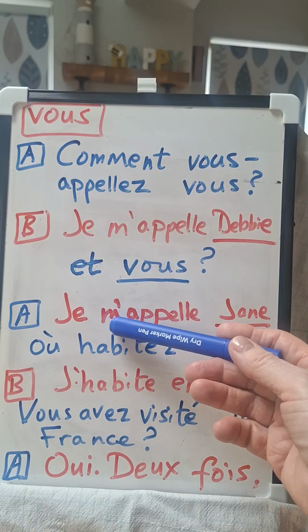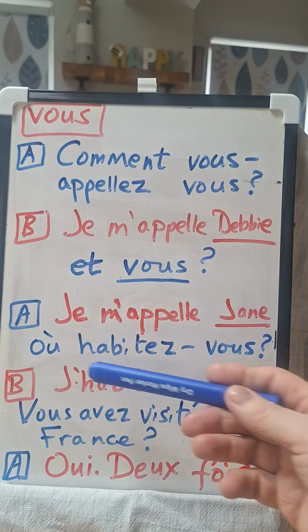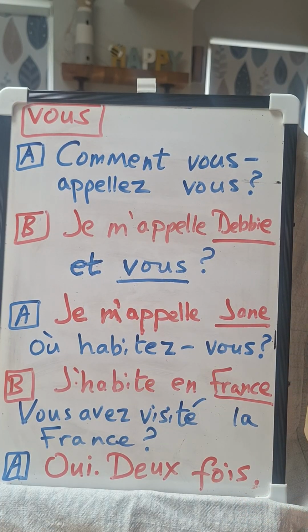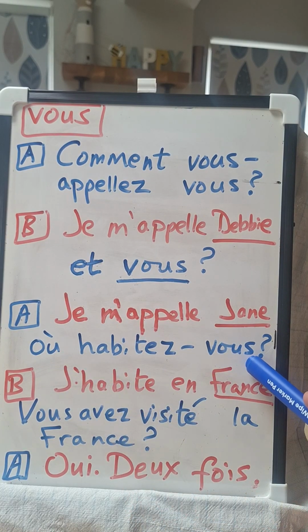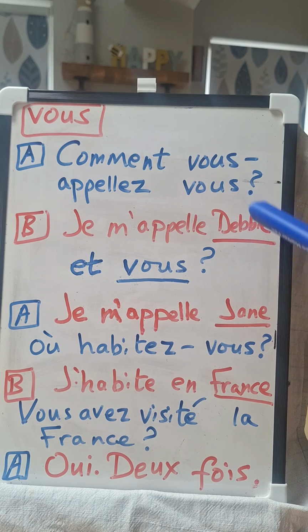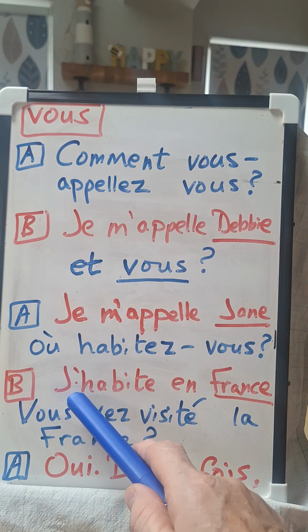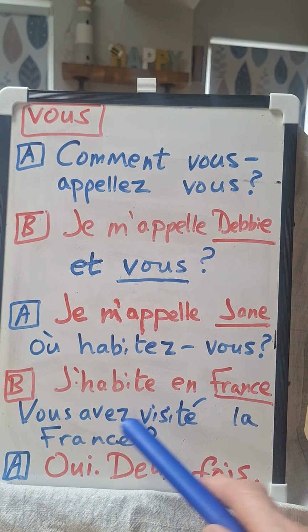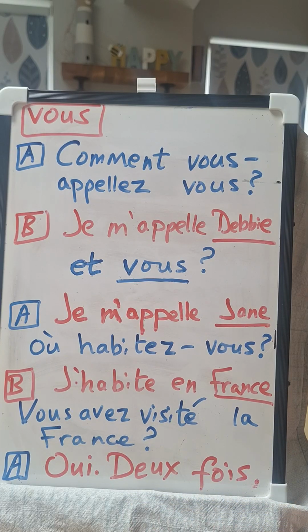Person A answers, Je m'appelle Jane. Où habitez-vous? So they've answered the question about their name, and now they're asking, where do you live? Où habitez-vous? Person B, which is Debbie, says, J'habite en France. Vous avez visité la France? Let's try that pronunciation again. J'habite en France. Vous avez visité la France?